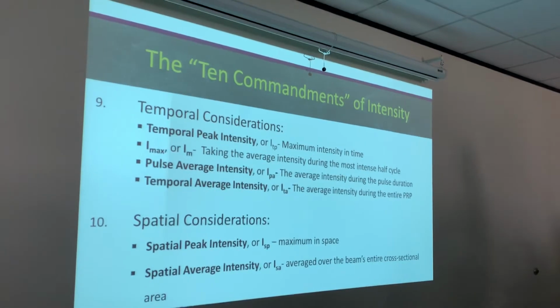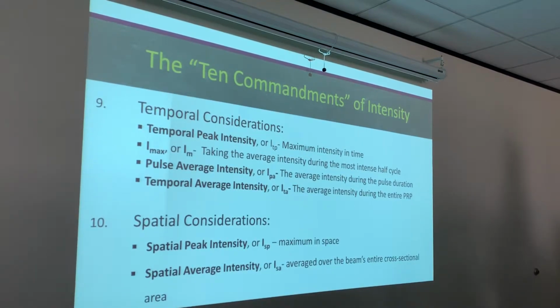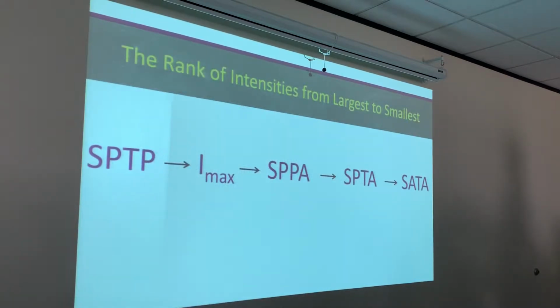Our spatial average intensity, that's our average intensity across the beam's entire cross-section area. This is the rank of intensities from the smallest to largest. Again, I want you to know this both ways. It's missing some because some of these I can squeeze in there, but these are the most important ones that I've already given you. Manufacturers are going to use these the most when they're measuring intensity.